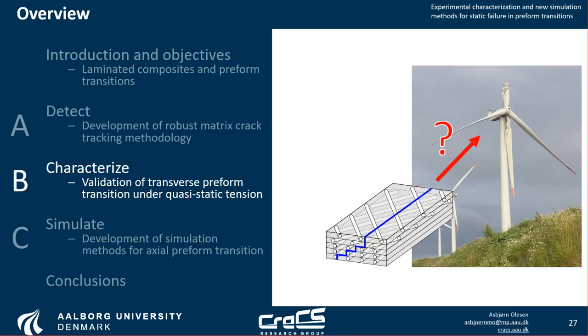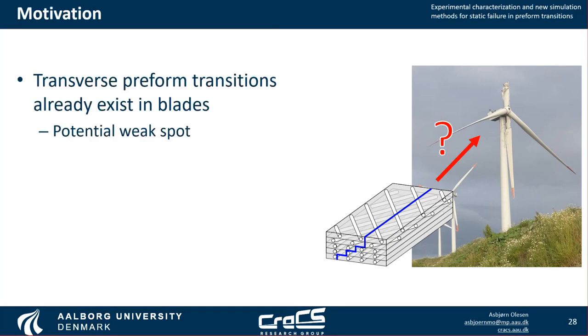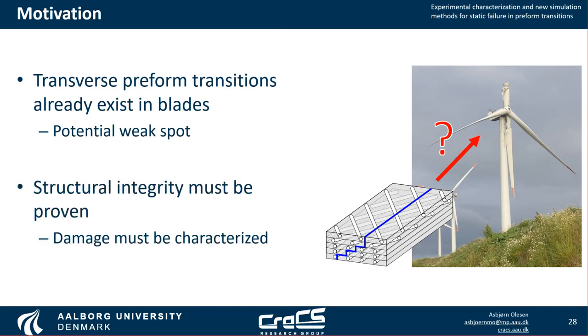And now we will apply it to a preform transition, which is the work covered in paper B. Much of the motivation we have been through already, but preform transitions and transverse preform transitions already exist in blades, and they are, of course, a potential weak spot. So we must prove the structural integrity of these preform transitions, and to do that, we must characterize the damage that we see.